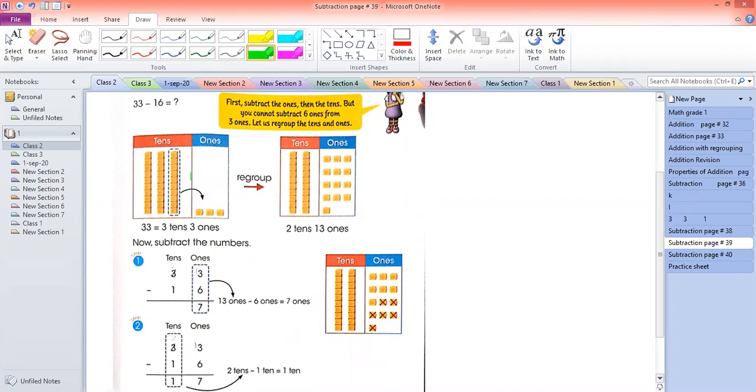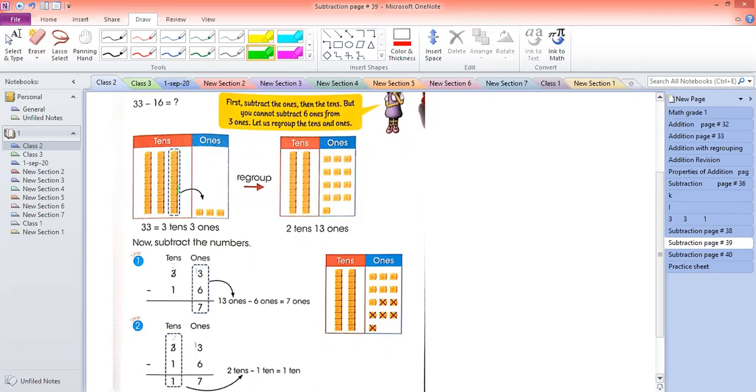So what you will do now, you will break this 1 ten into the ones. Remember, this 1 ten means 10 ones. When I break this 10 block and put it into the ones, so these are now 10 and these are 3. So total 13 ones. Again I am repeating what I did, because I cannot cut 6 ones from 3 ones, so I break this tens. I regroup this tens into ones.